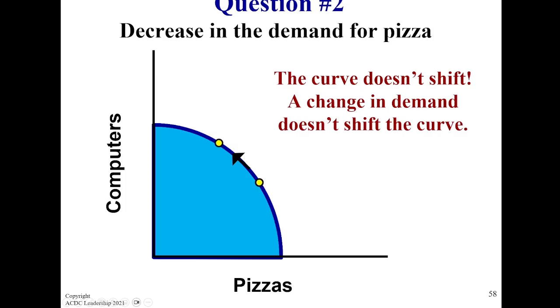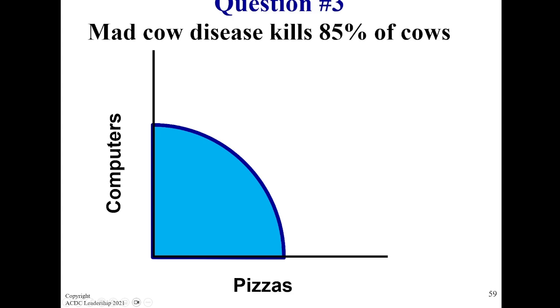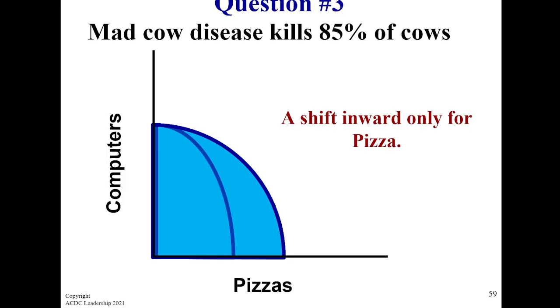Like so. Let's say a mad cow disease kills 85% of cows. And let's say the cows are being used on the pizza, right, to produce the cheese. So a shift inward this time because there's less resources. So we'll lose all of that. But it won't affect computers. We don't use cows in computers. At least I don't think we do.